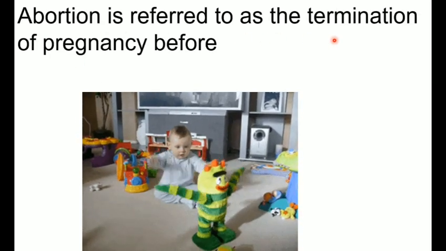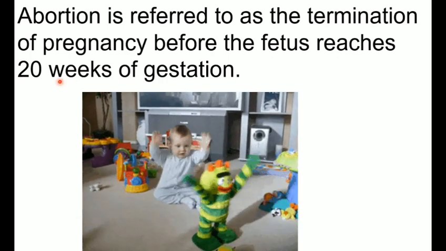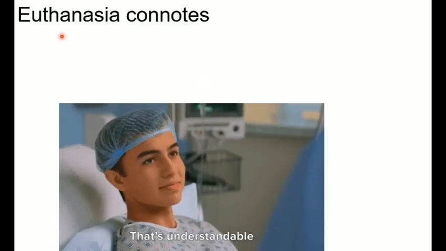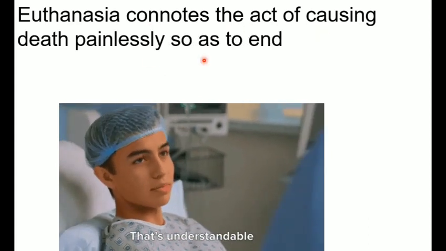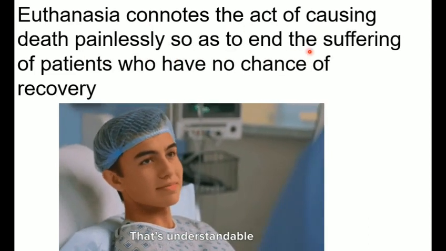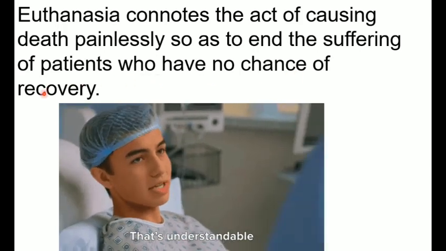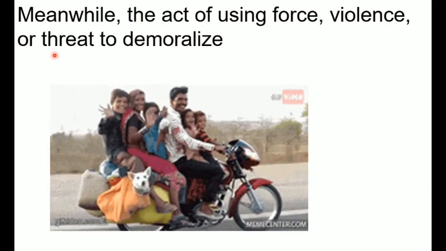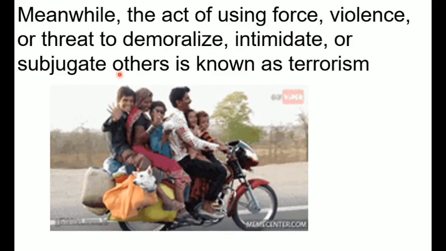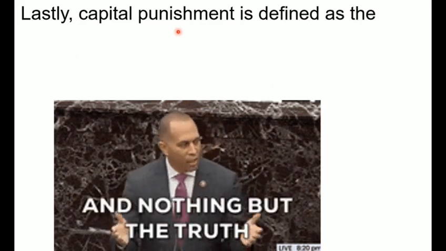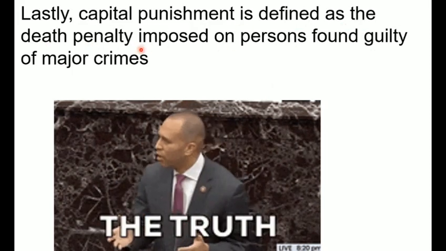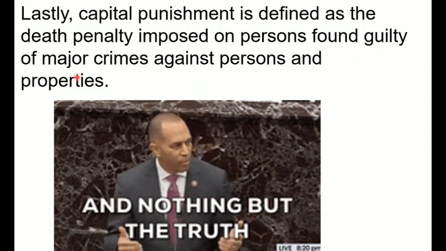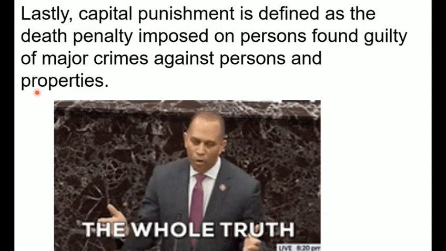Abortion is referred to as the termination of pregnancy before the fetus reaches 20 weeks of gestation. Euthanasia connotes the act of causing death painlessly so as to end the suffering of patients who have no chance of recovery. Meanwhile, the act of using force, violence, or threat to demoralize, intimidate, or subjugate others is known as terrorism. Lastly, capital punishment is defined as the death penalty imposed on persons found guilty of major crimes against persons and properties. Now, under what is it?